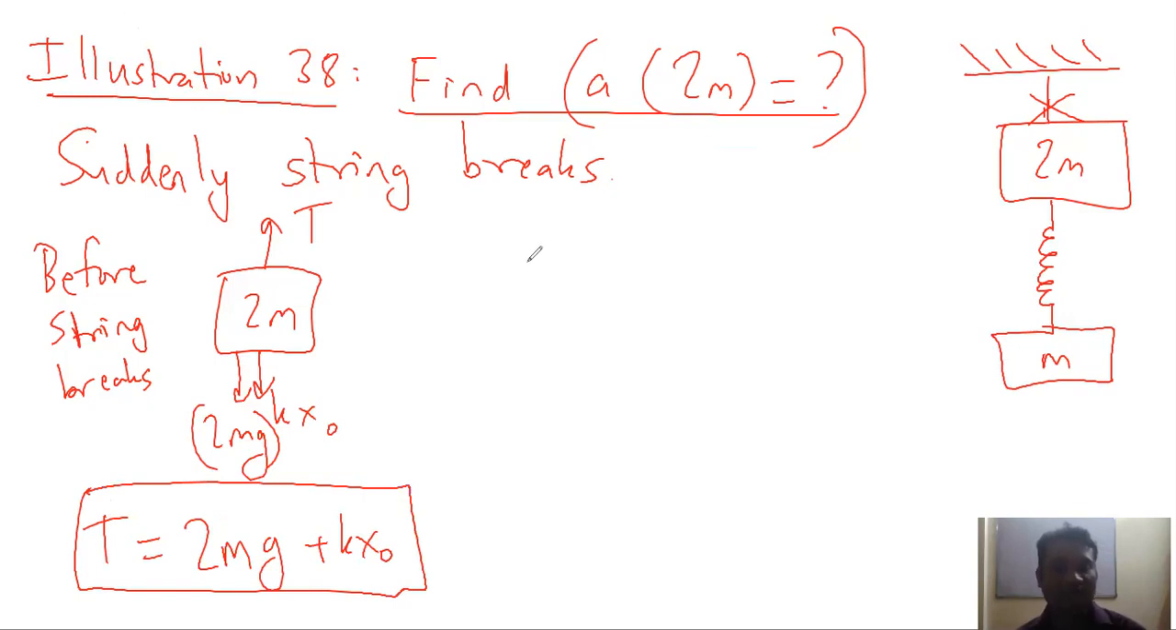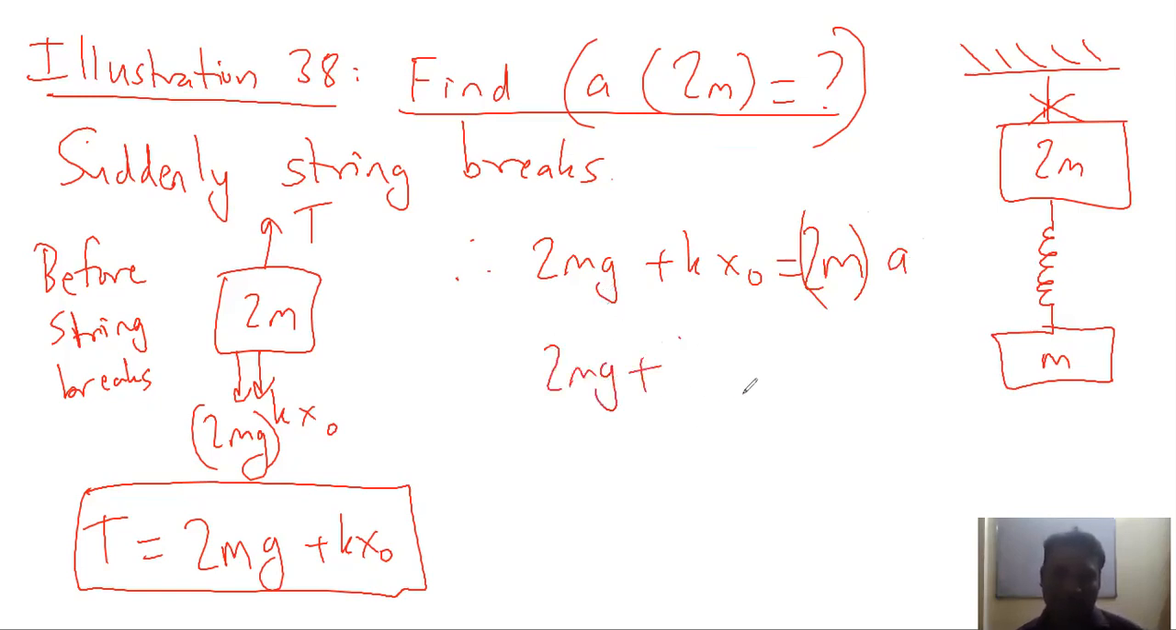Now, after the string is cut, what will happen? So in this case, there will be no tension force and there will be acceleration. So 2mg plus kx naught, there will be no tension force here. Instead of this tension force, now it will be accelerating in downward direction. So it will be mass of the body 2m into acceleration a. So from this, I can say 2mg plus kx naught is equal to 2ma.